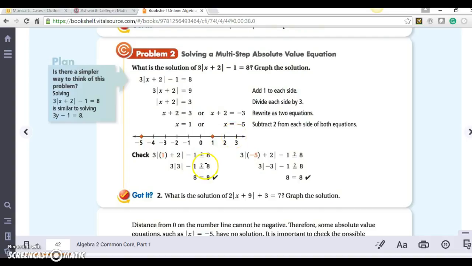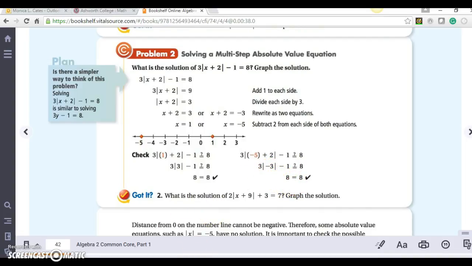And notice that they went back and checked. If I plug 1 in, I get 1 plus 2 is 3. Absolute value of 3 times 3 is 9. 9 minus 1 is 8. And then here, absolute value of 3 times negative 5 plus 2, I get 3 times negative 3 minus 1. And 3 times negative 3 is still 9, so I get 9 minus 1, which is 8.